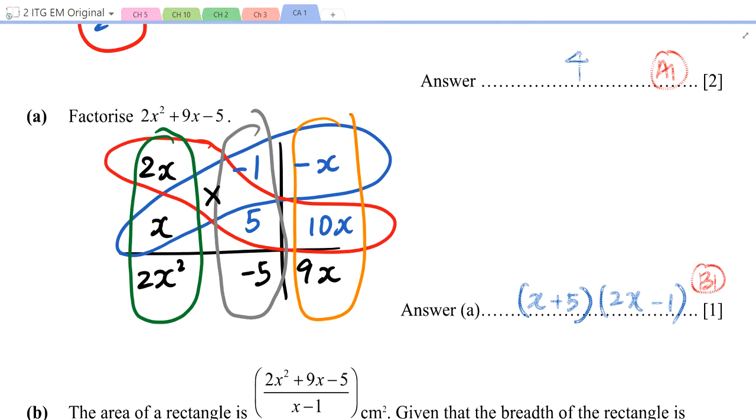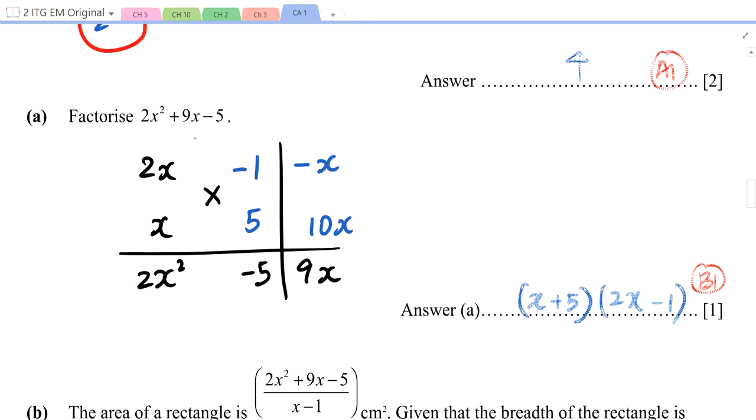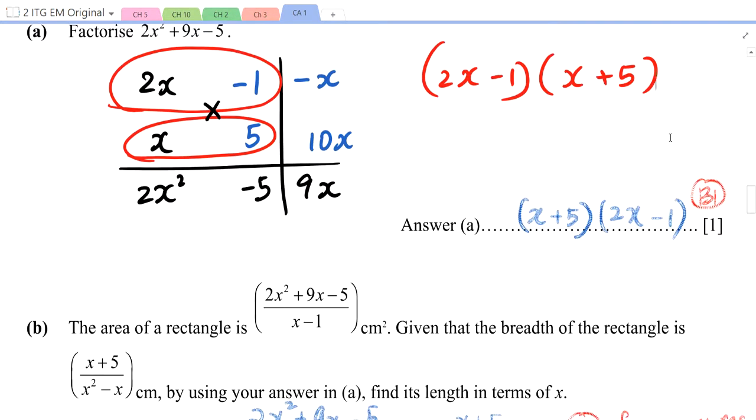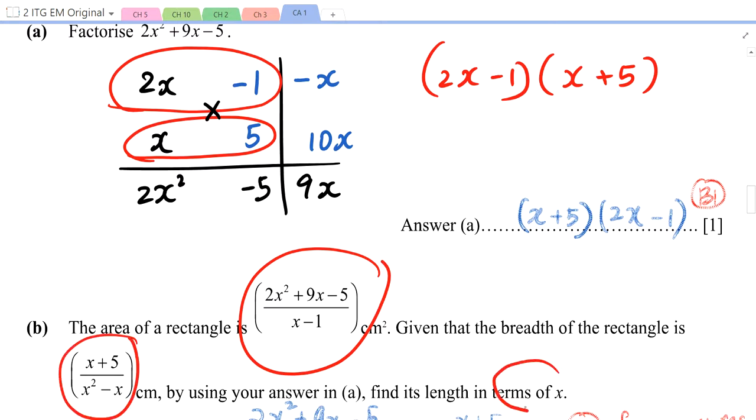Okay? So when you manage to do all this, you need to find the answer. And the answer is staring at you over here. 2x minus 1, x plus 5. 1 mark. Part B. The area of a rectangle is as such. Given the breadth, find the length. And they also told you to use your answer in A.